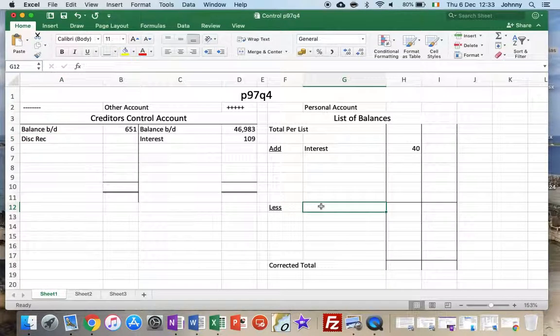And I'll have it in the less section over here. And because I put it in as disallowed, which would have made it a plus, I'm going to have to double it to make it into a minus. So it's 154 times 2. Oh, sorry, I put it in the wrong place.